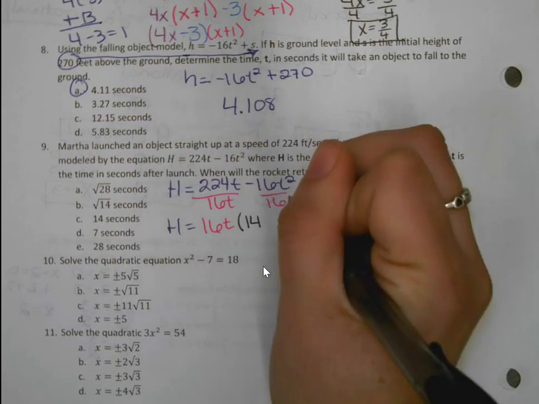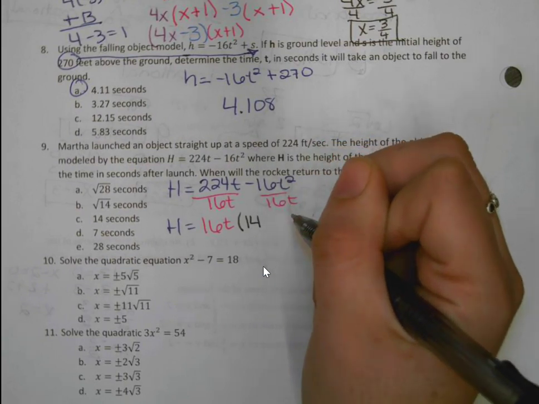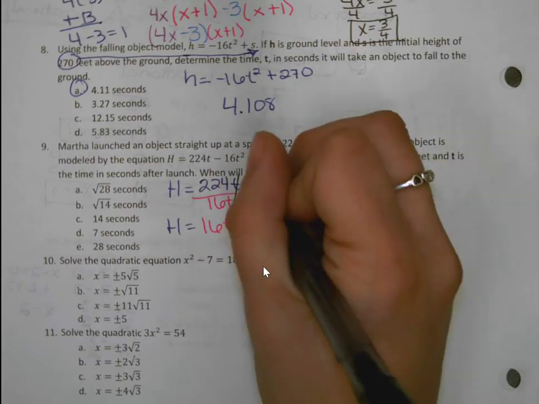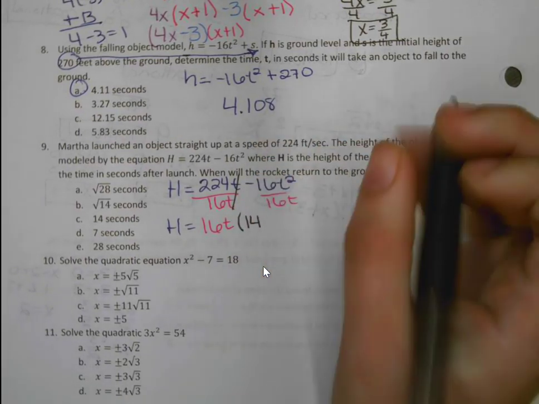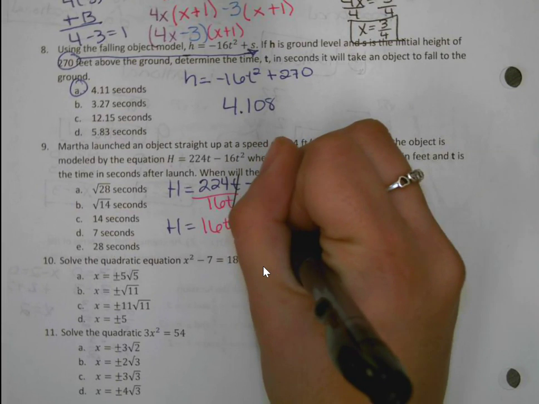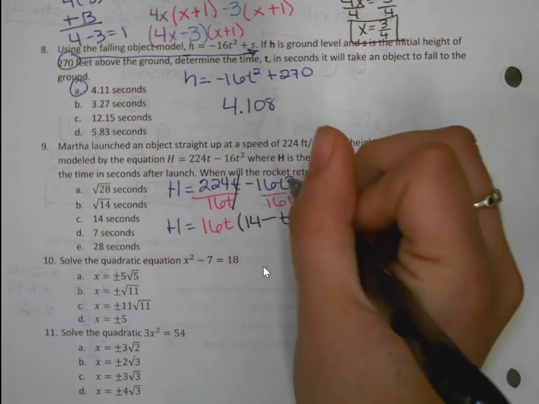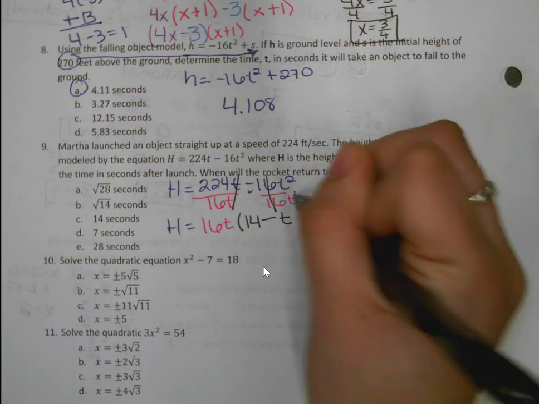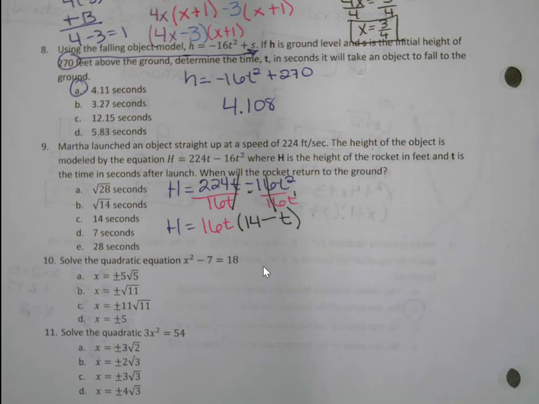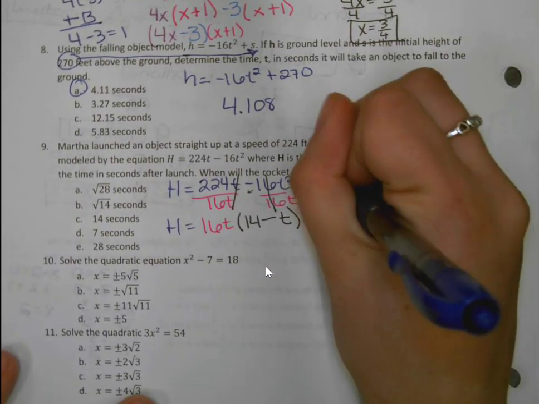And then the t's cancel out. Over here I have negative 16t squared divided by 16t. It's going to turn into negative t because the 16's cancel out, but the negative stays, and the t's I subtract by exponents. So then I'm going to go back to my equation, and instead of h, I'm going to replace it with 0.